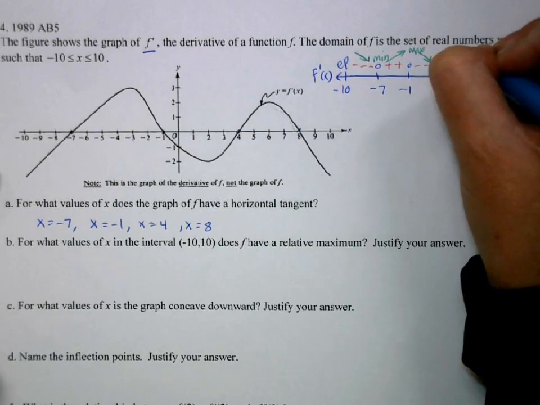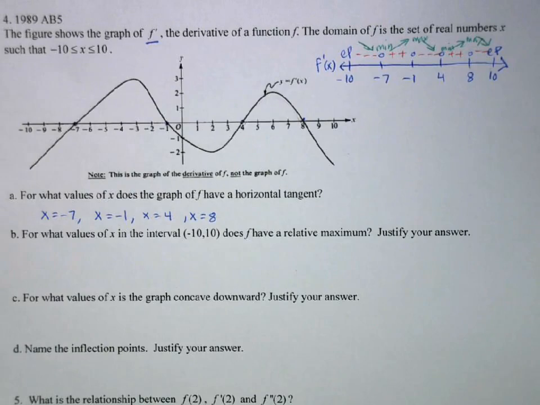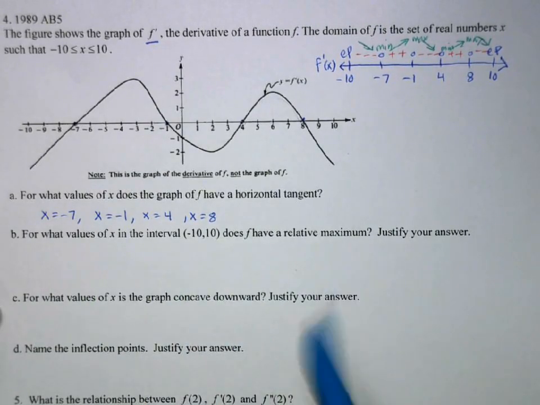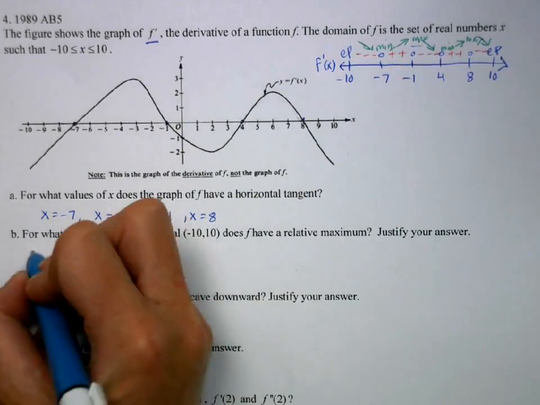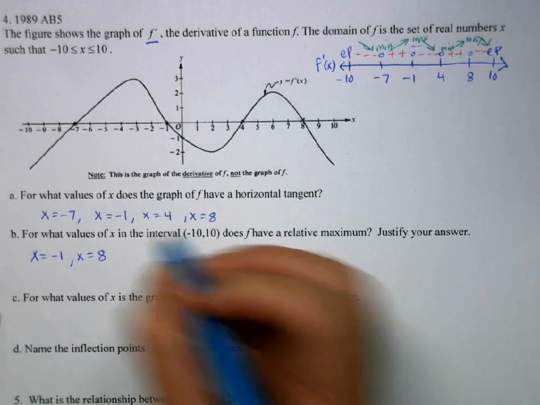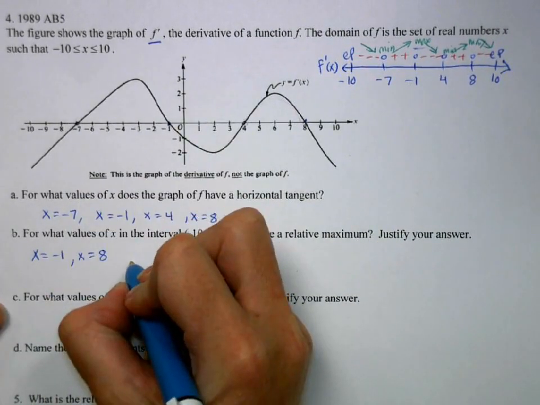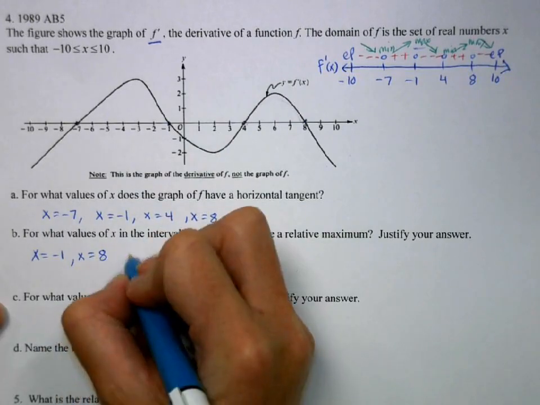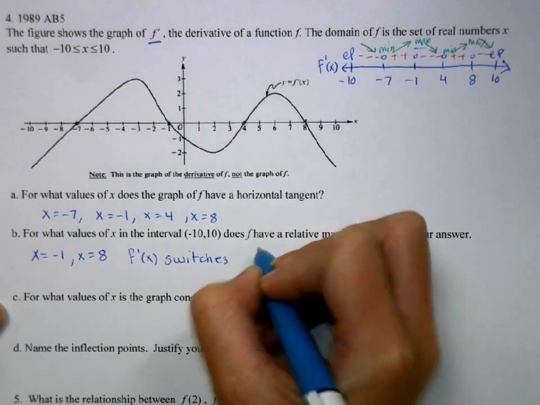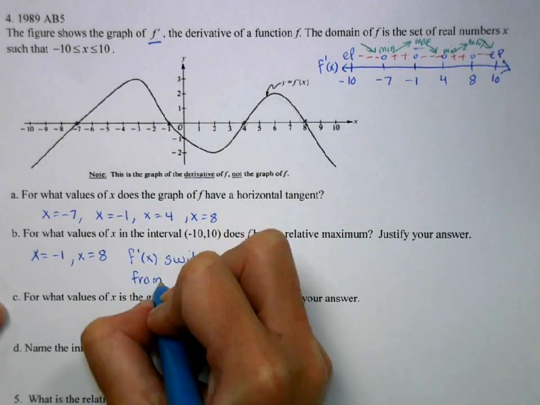Okay, so now with that, I can answer the follow-up questions. For what values in the interval do we have a relative maximum? So that's going to be at x equals -1 and when x equals 8. Okay, our justification, no matter how we arrive at the answer, is always from the first derivative test, f prime of x switches signs from positive to negative.